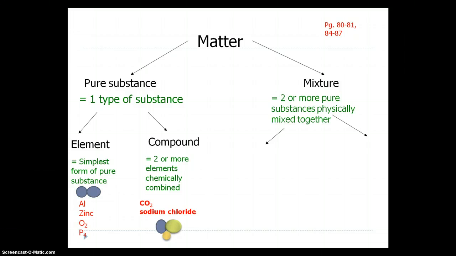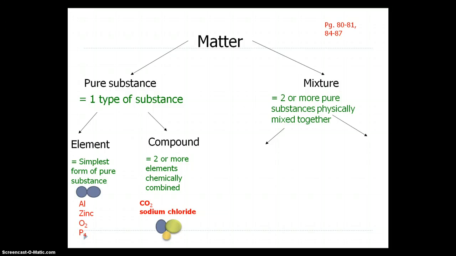Sodium chloride is another example. Notice it's the name. Sodium is an element. Chloride or chlorine is an element. Together, you can see they're stuck together, they make a compound, sodium chloride. We can show this as a picture. You can see there's 3 different kinds of atoms, 3 different colors. And those atoms are touching each other, and that's one way we can show in pictures that they're chemically combined, compounds. Let's go to the other side, mixtures.